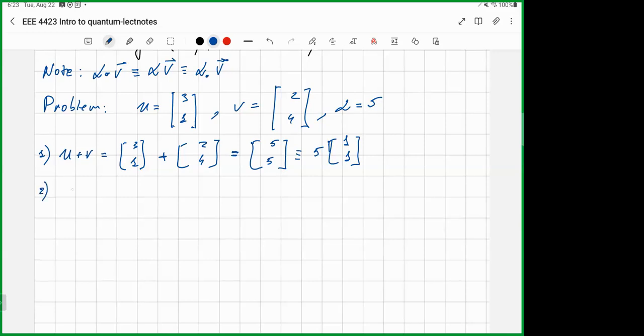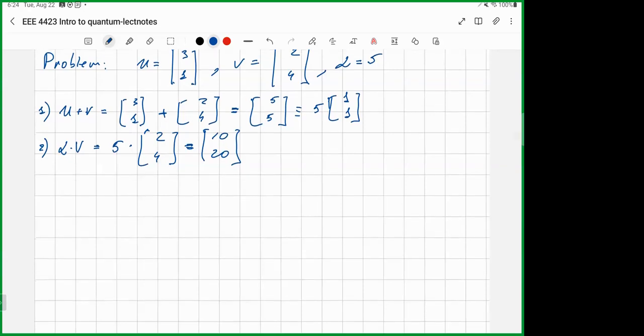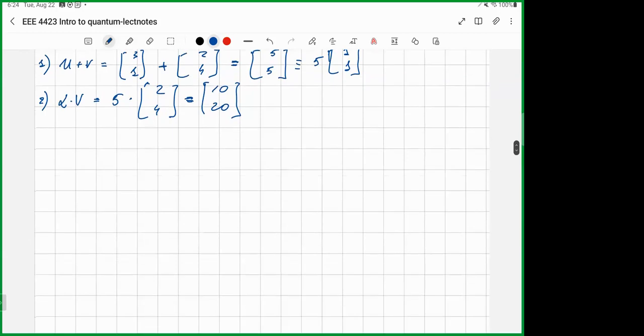The second one is multiplication, alpha times, for example, v. So our alpha is 5, then times our v, which is 2 over 4, and the result is 10, 20. So these are the new components of the new vector in the same linear vector space that we obtain after multiplying this vector by a number.